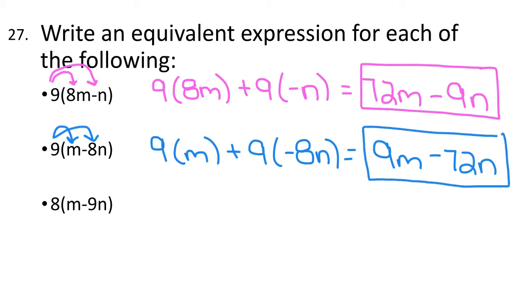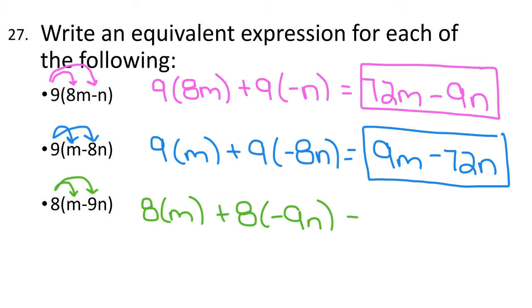And now I get down to my third one. Again, using the distributive property. This time we're going to distribute the outside 8 to each term on the inside of the parentheses. 8 times m, and we want to do the 8 times negative 9n. In doing so, 8 times m is 8m, and 8 times negative 9n is negative 72n.